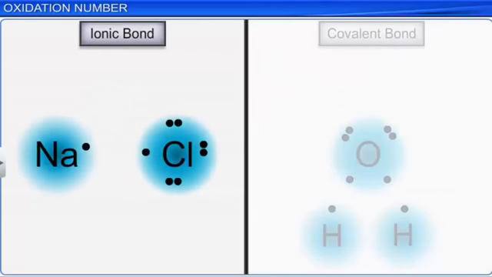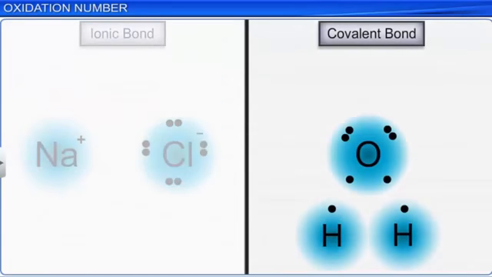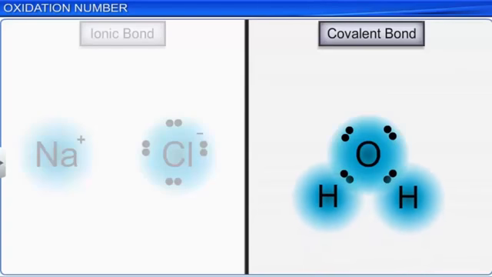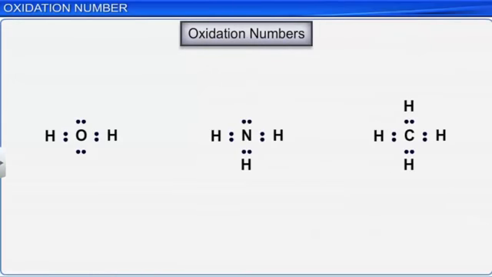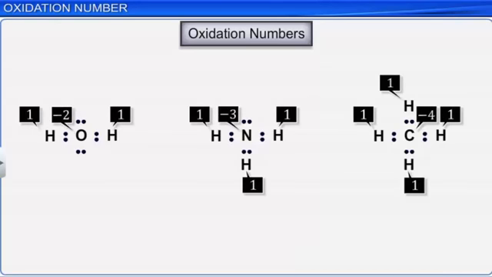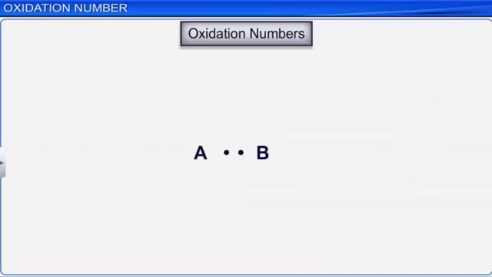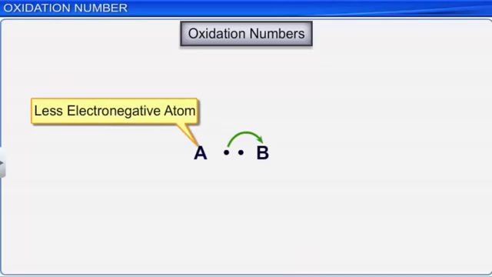Unlike ionic bonds, a complete electron transfer does not occur in covalent bonds. Instead, there is a partial transfer of electronic charge. This is known as an electron shift. In order to track the electron shifts occurring in covalent compounds, scientists came up with the concept of oxidation number. The oxidation number method always assumes that there is a complete transfer of electrons from a less electronegative atom to a more electronegative atom.